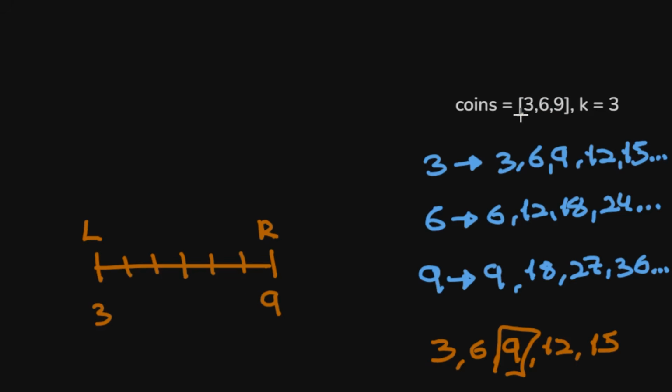Going back to this input, the minimum number is 3. 3 times 3 is 9. Now the midpoint is 6, and we need to check if this is a valid result. How? Well, we will have a helper function which we'll call count.